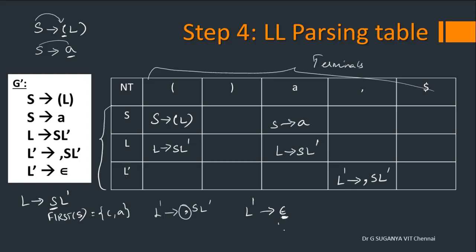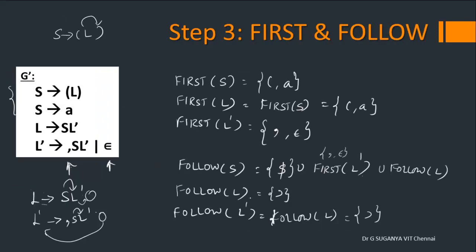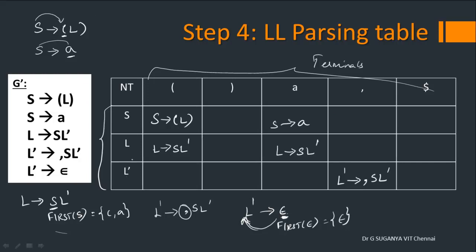Since it is epsilon, first of epsilon is equal to epsilon. So as usual, when the first contains epsilon, you have to go back and add this production to follow of L dash. The same applies here too. If there exists an epsilon, you have to go back and add to follow of L also. Now since it is epsilon, move to the left and add this production to follow of L dash. So what is follow of L dash? It is close bracket. So in close bracket we have to write L dash gives epsilon.